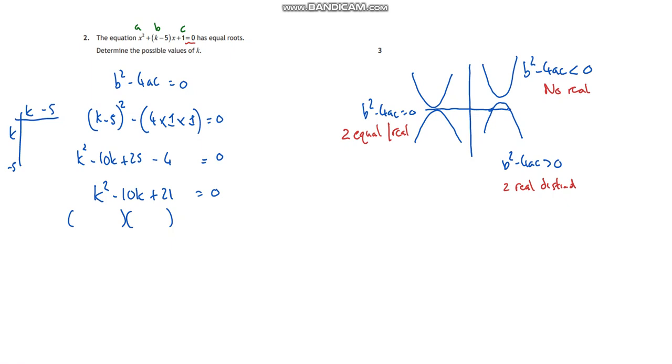So equals 0. So I've got 7 and 3, and they're obviously going to be negatives because two negatives multiply to your positive, and they add to negative 10. So that means that k is equal to 3, and k is equal to 7. That's the values that give me equal roots. So 3 marks for that one.